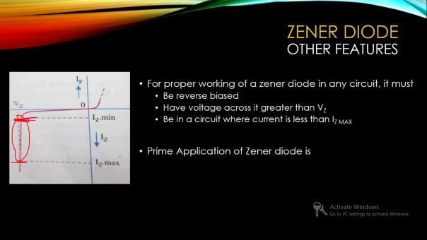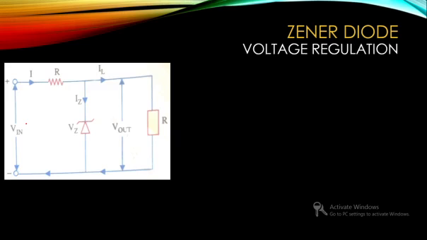The prime application of the Zener diode is voltage regulation, because we can get a steady voltage VZ at breakdown in spite of whatever the current is. For a huge change in current, we are getting a constant voltage. This principle is used in voltage regulation, that is, stabilizers and so on. So we see in detail how it works as a voltage regulator.